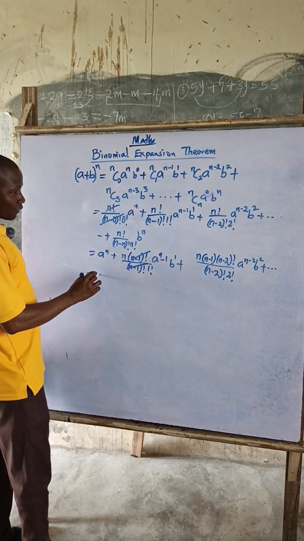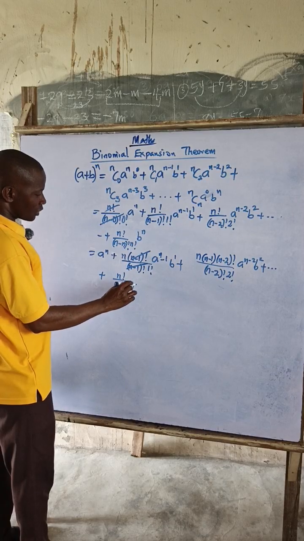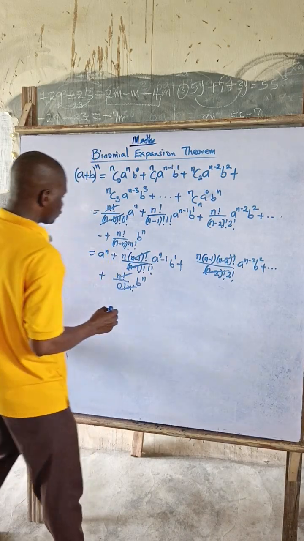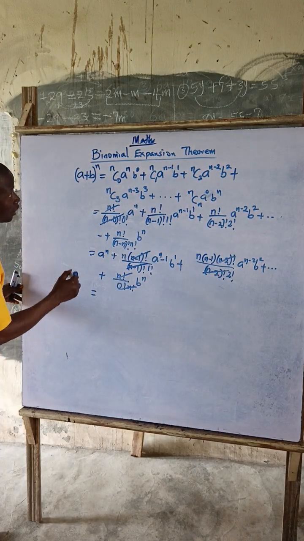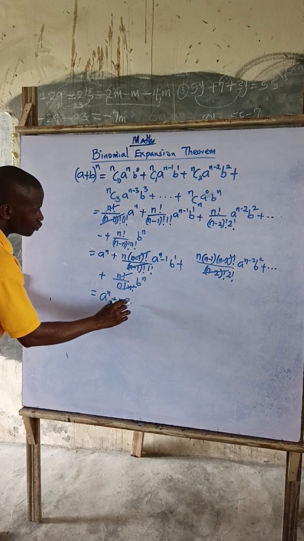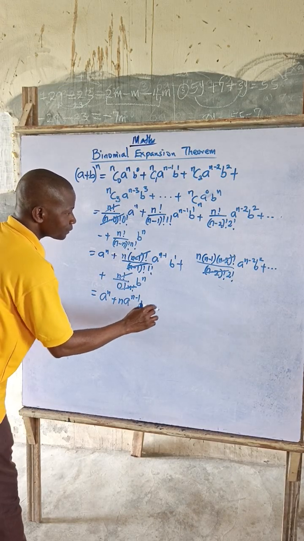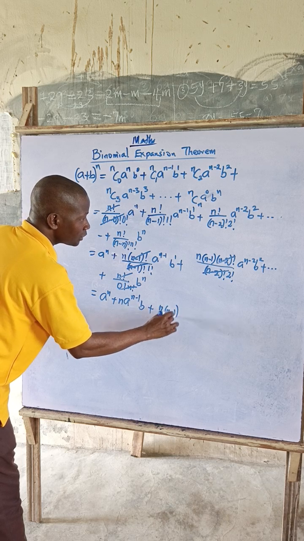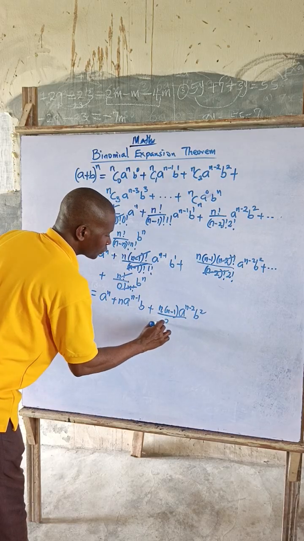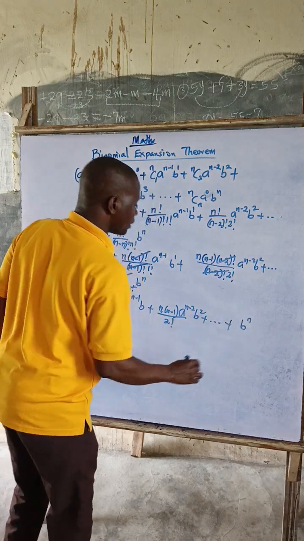Then we have the last term now. n factorial divided by (n minus n), which will give us 0 factorial, then n factorial, b raised to power n. This and this will cancel out. So therefore, the formula now for solving questions of binomial expansion theorem: we have a raised to power n plus n into a raised to power n minus 1, b raised to power 1, plus n into (n minus 1), a raised to power n minus 2, b raised to power 2, divided by 2 factorial, then plus. Then we have the last term to be b raised to power of n.